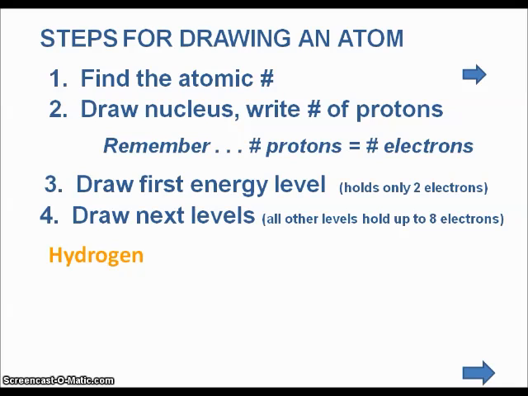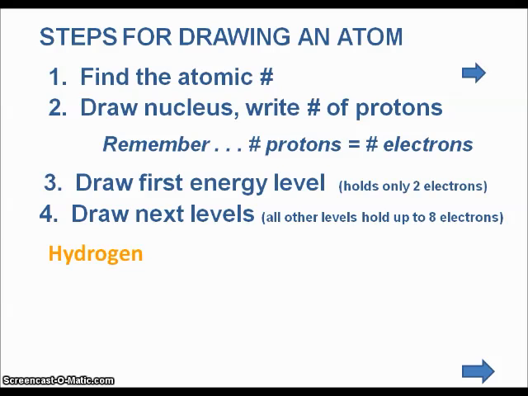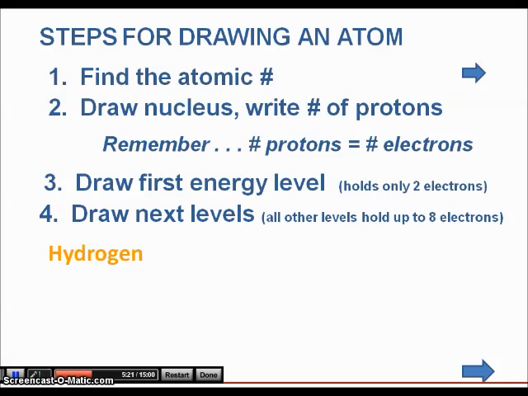So let me model this first one for you. You might want to draw this one in your notebook just so that you are seeing what I'm doing along with you. All right, so take a look at hydrogen, find it on your periodic table, and you want to find step number 1, the atomic number. I see that the atomic number is 1. So step number 1 is to draw the nucleus, and I'm going to write 1 proton, and I put a positive next to it so I remember positive protons are in the nucleus. Step number 3 is to draw the first energy level.